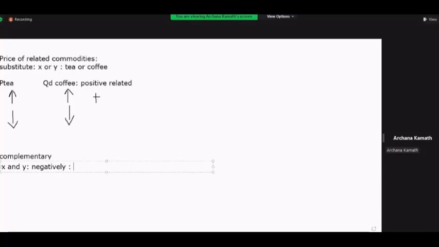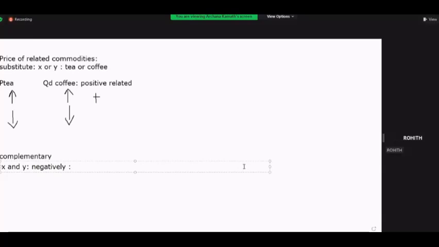From your own experience. Gold and jewelry. Gold and jewelry? How can you say gold and jewelry are complementary? You're taking gold and jewelry together? Any two goods which you have to consume together, like bread and jam, I gave you one example of bread and jam or bread and butter. Other than that, any other examples?